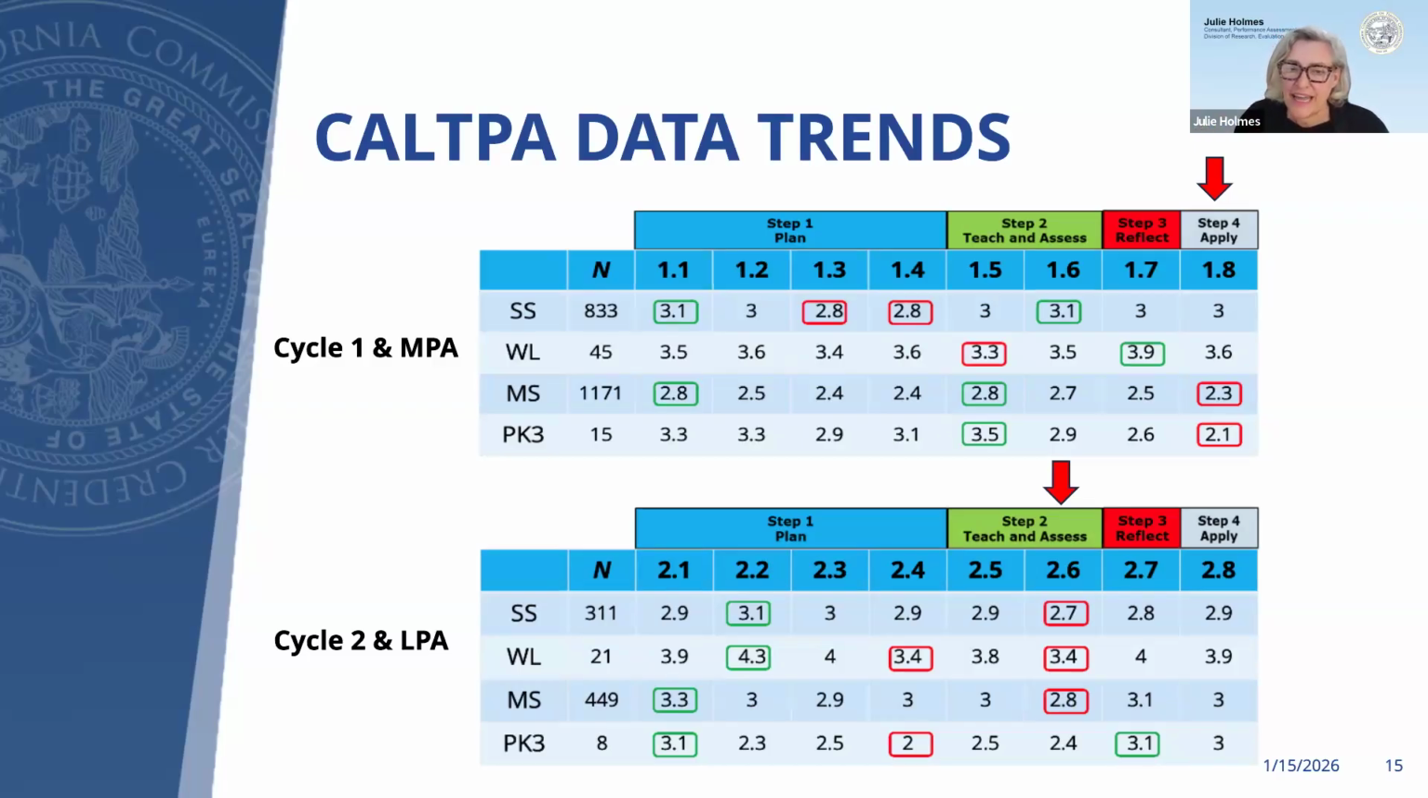And then for PK3, we had 15 submissions because this is a relatively new credential area. The higher scoring area was the 5th rubric in teaching and assessing, a 3.5. That's very well done, PK3. And then an area of growth is that last rubric in step 4. So I have a little red arrow for cycle 1 and MPA. We're going to discuss rubric 1.8 in the apply stage in the next slide.